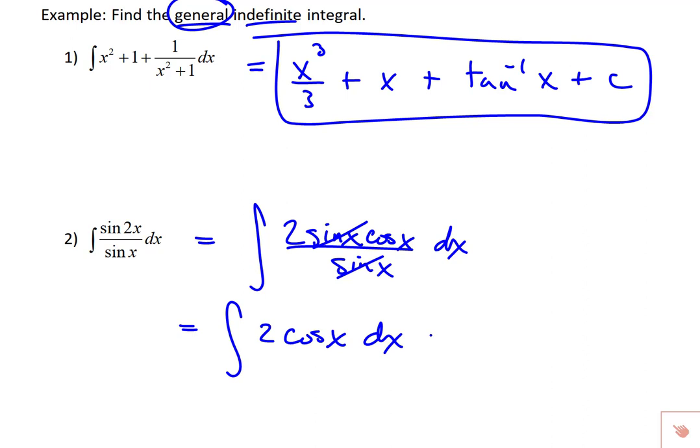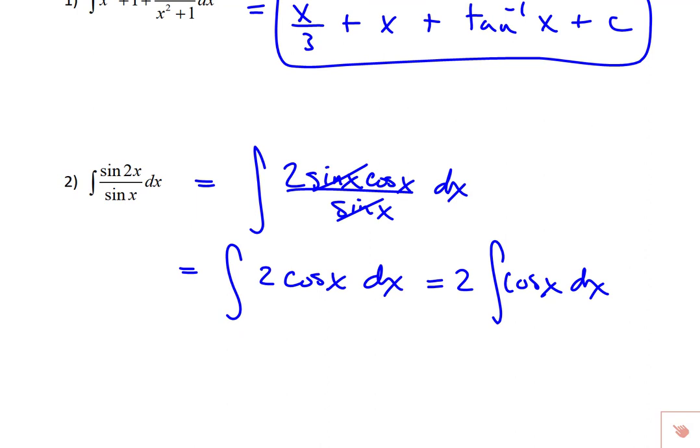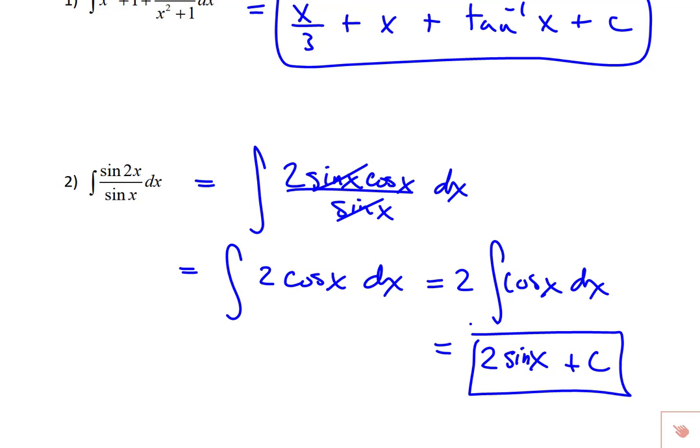And for this, remember, you could even write the constant of 2 out in front, making this 2 times the integral of cosine of x dx, which really represents just the antiderivative of cosine, which would be sine. So really this is just 2 sine of x, and since we want the most general one, we'll put our plus c for the arbitrary constant at the end.